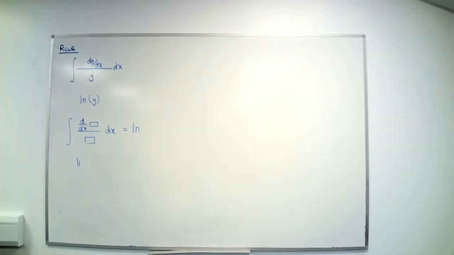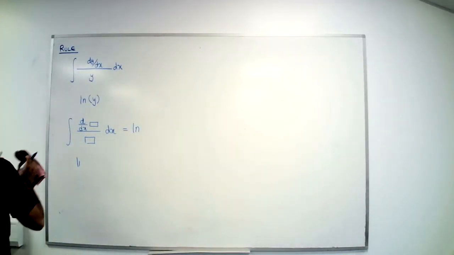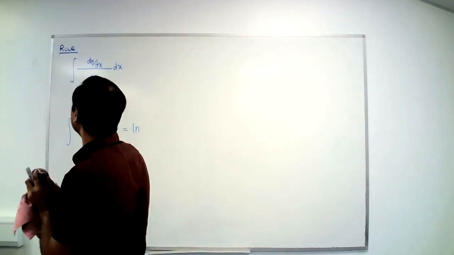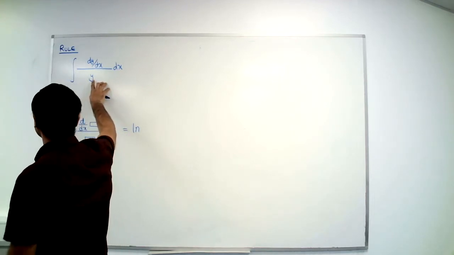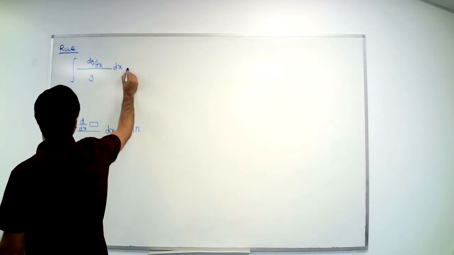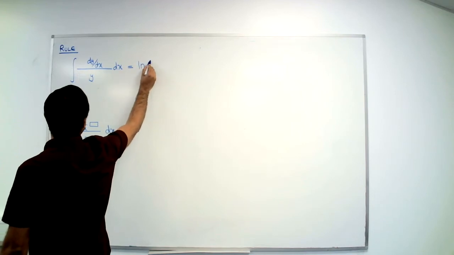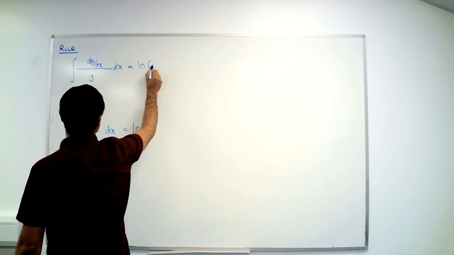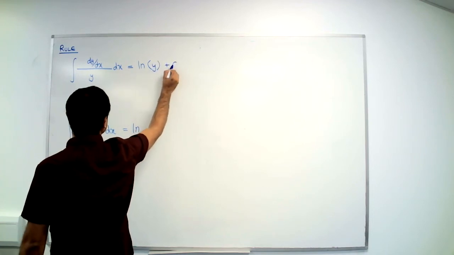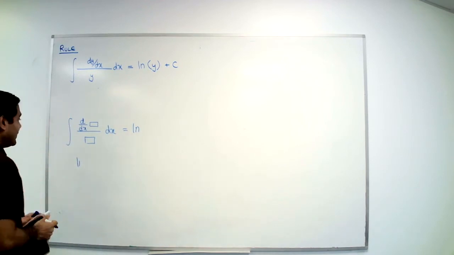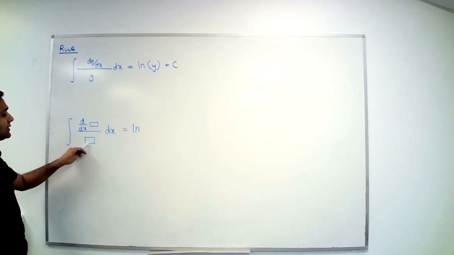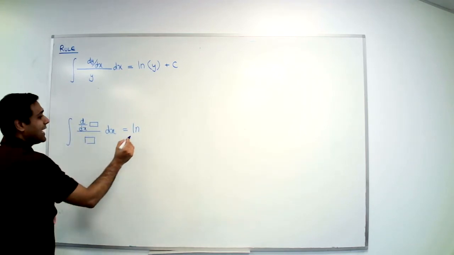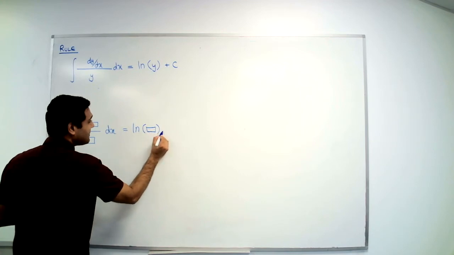Okay, a few important rules. If you have something at the denominator and the differential of that on the top, then when you integrate, the answer is always ln of whatever is in the denominator plus c. For example, let's say you have the box at the bottom and the differential of the box on the top. The answer is just ln of the box plus c.